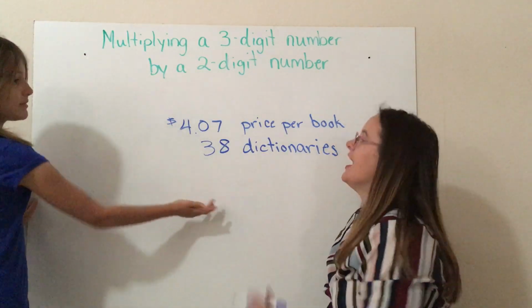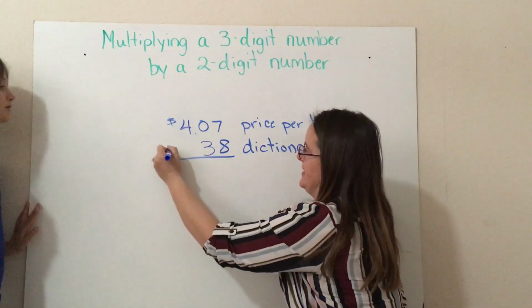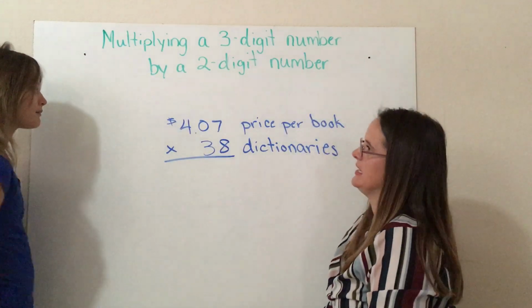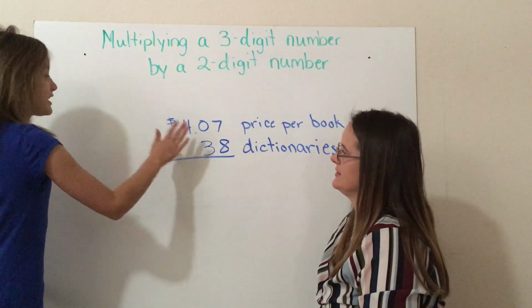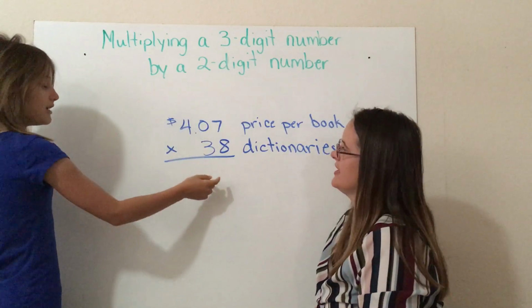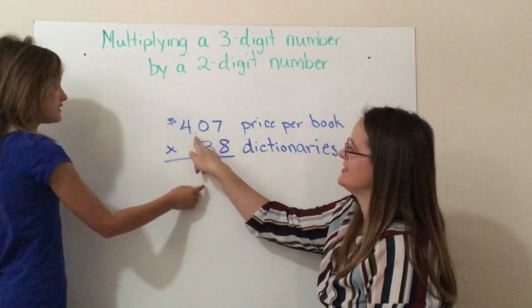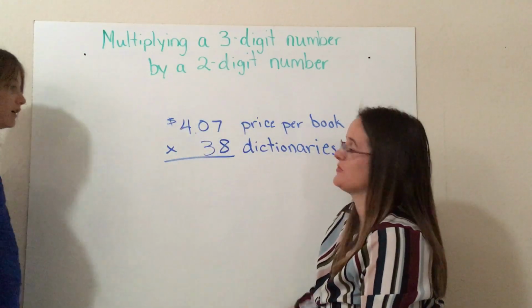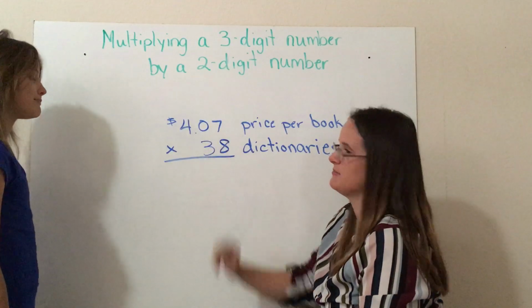We need to multiply. Again, we need to multiply. So how do we do this? Now we're multiplying money. So we can ignore the decimal and the dollar sign for now. Really, we just want to know what's 407 times 38.